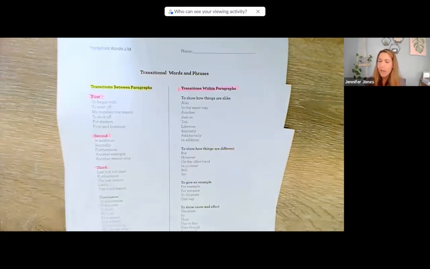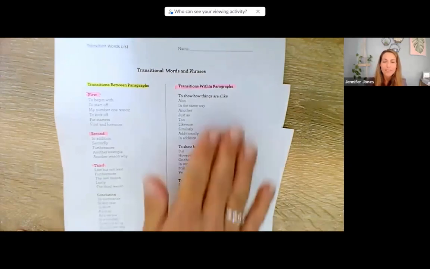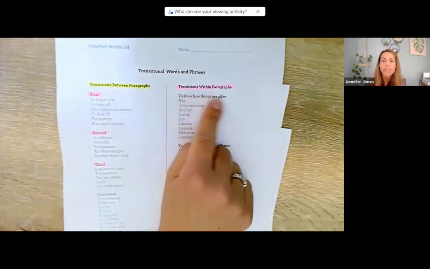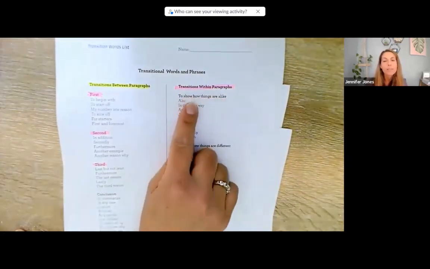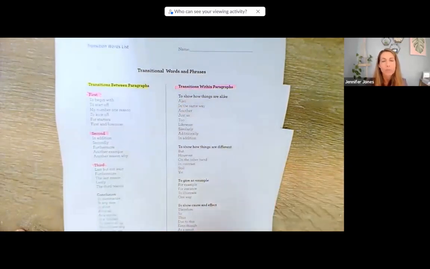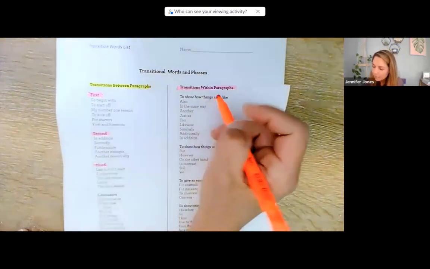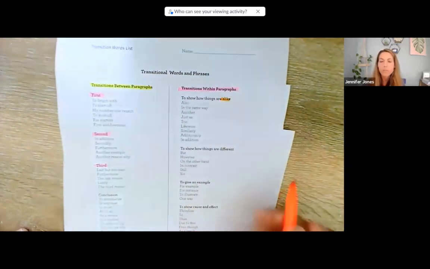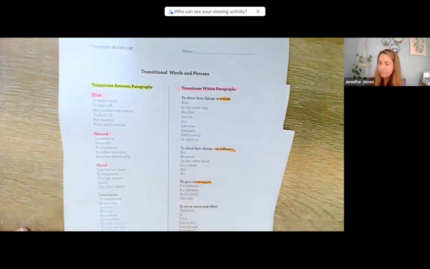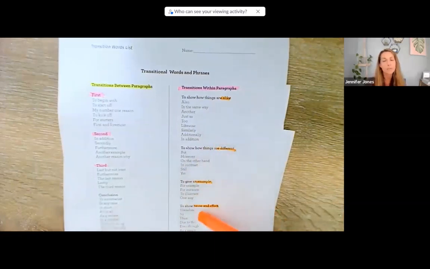Now let's look at the other side of this word list. Let's look at transitions within paragraphs. Now we are going to use a variety of transitional words within a paragraph to show how things are related. Sometimes we're going to want to show how things are alike. Sometimes we're going to want to show how things are different. Sometimes we want to give an example of something. Sometimes you want to show how things are caused or affected by one another.